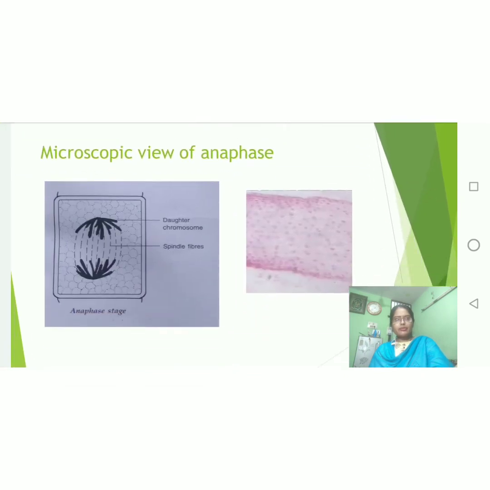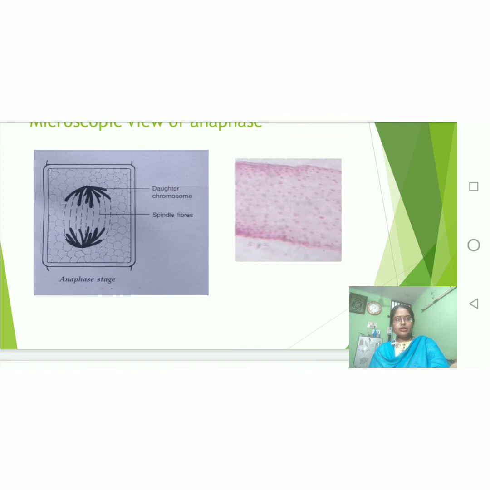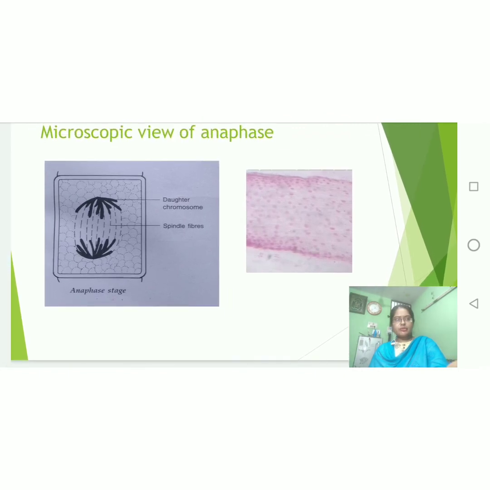Now we will come to the anaphase. This is the microscopic structure as well as the diagrammatic representation of the anaphase. The centromere of each chromosome is divided into two, so that each chromatid gets its own centromere. Here we can see, just like the North Pole and South Pole, that there is doubling of chromosomes.